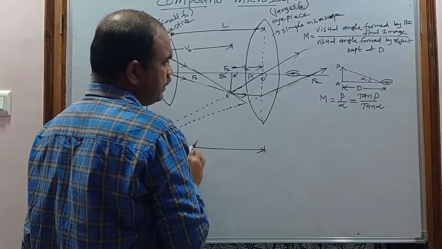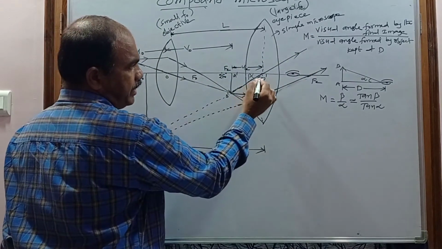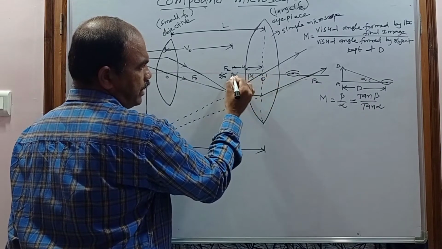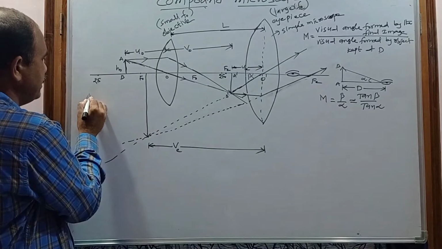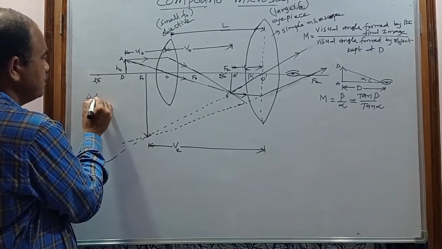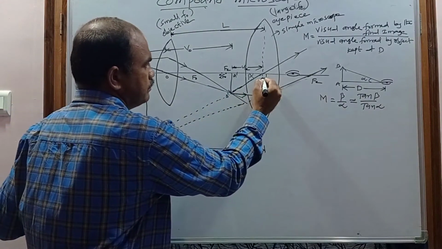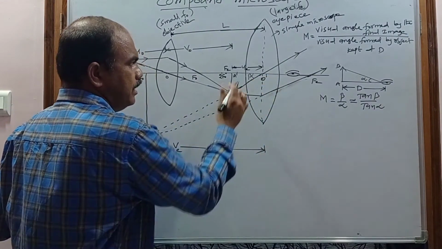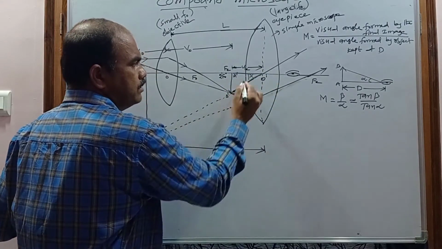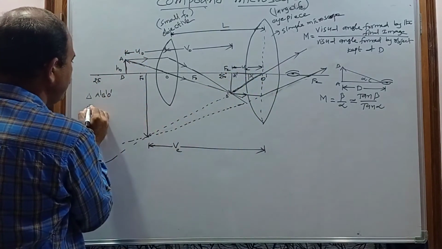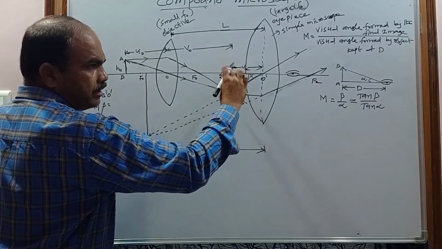So, to find the visual angle formed by the final image, I am taking this triangle. What is the triangle I am taking? A dash, B dash, O dash, where O dash is the optic center of the eyepiece. This is the triangle I am taking, observe. In this triangle, tan beta is equal to opposite side by adjacent side.